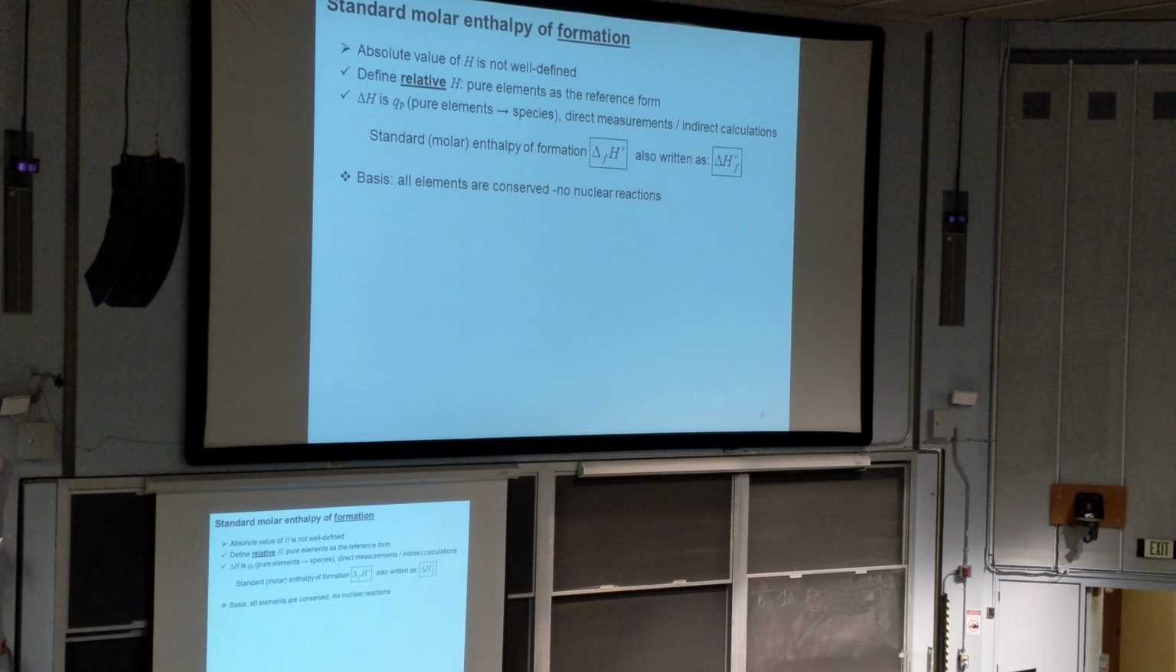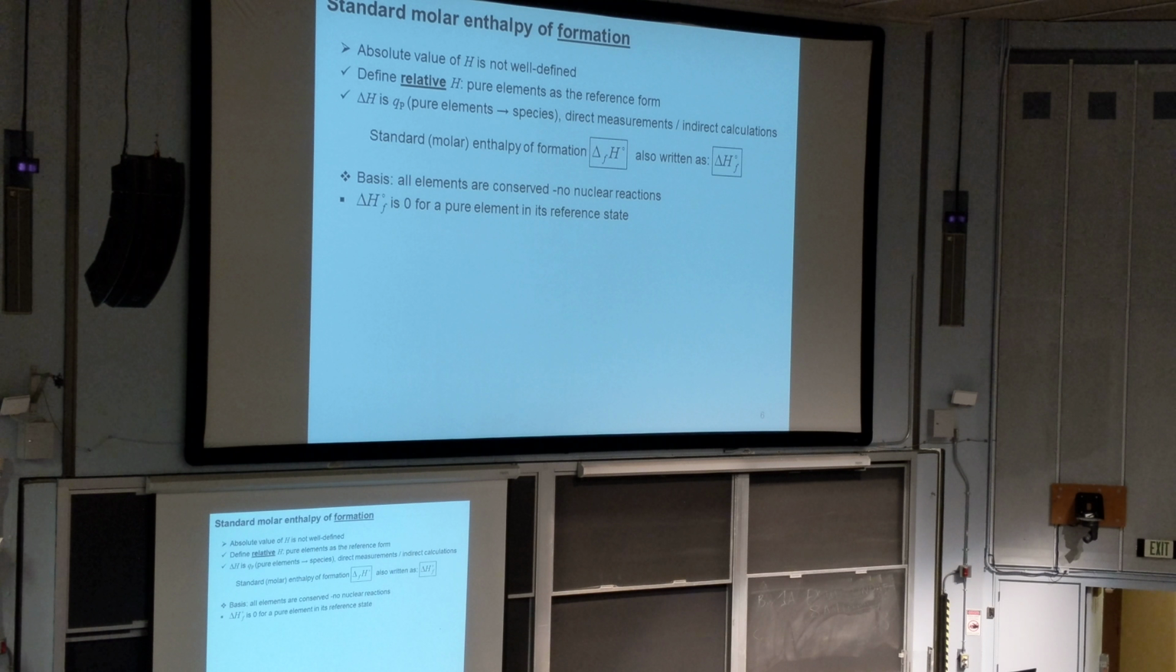For this to work, the basis is that all elements are conserved in chemical reactions, and there are no nuclear reactions, because nuclear reactions change chemical elements. That's not discussed at all. So assuming there are no nuclear reactions, and you always conserve the same elements in your system, you can always refer to the pure element state of the same elements in your chemical reactions without any trouble.